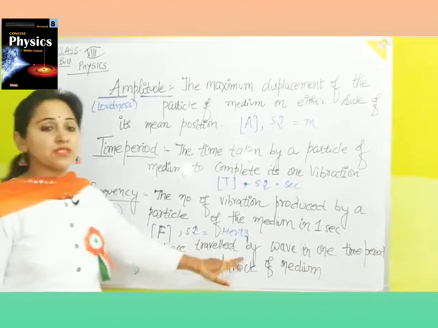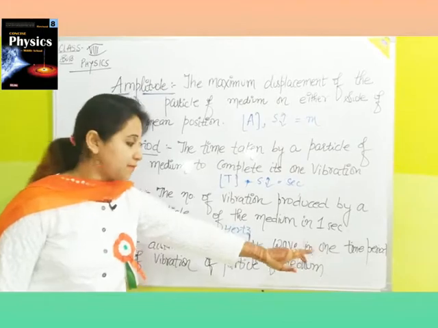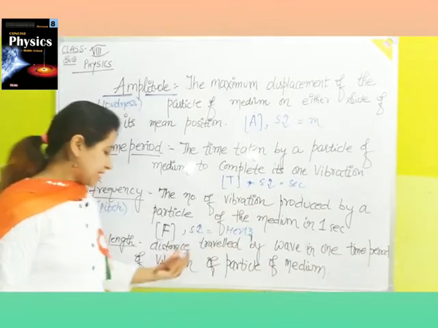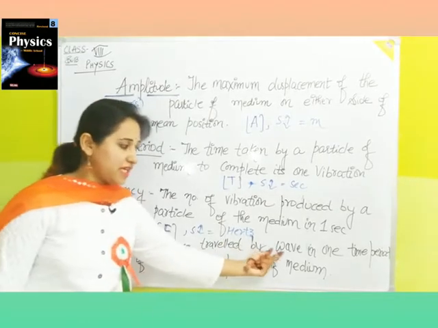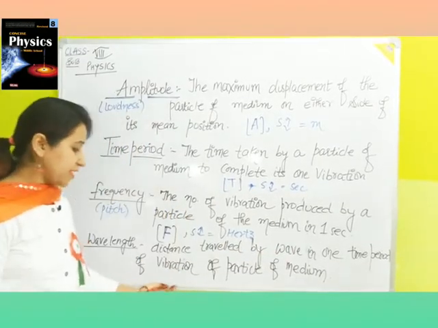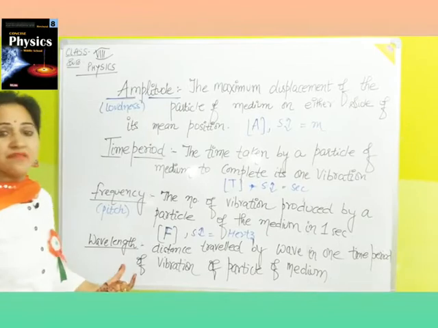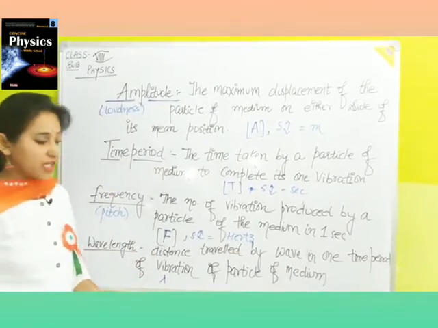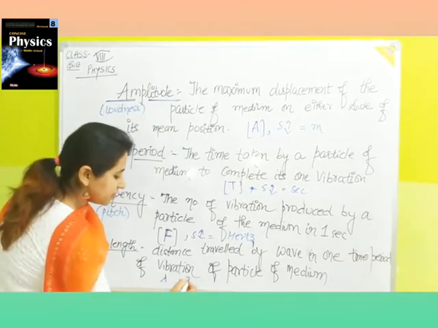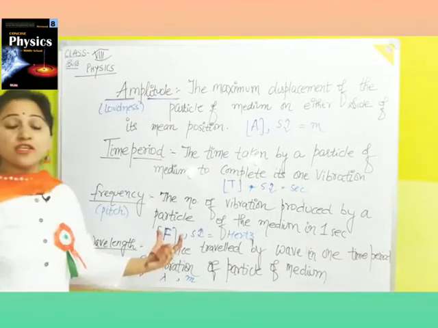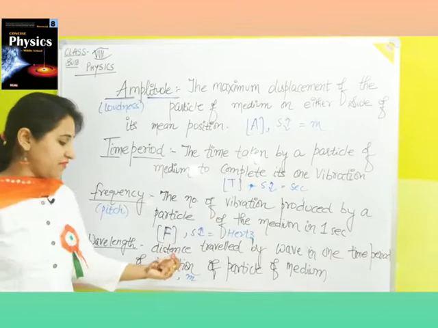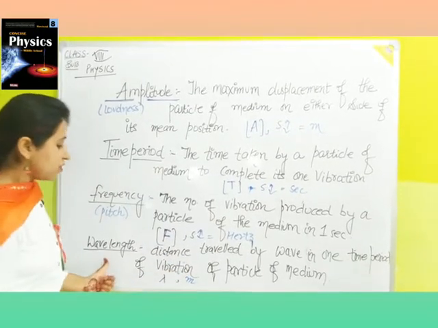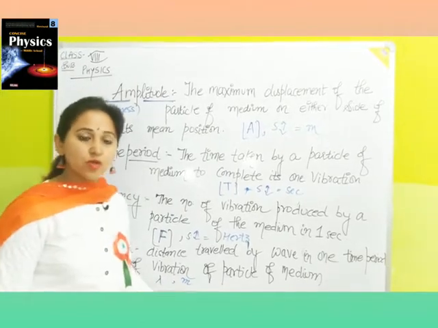Coming up next is wavelength. The distance traveled by a wave in one time period of vibration of a particle of medium. मतलब जो distance cover करती है wave one time period में, उसे हम कहते हैं wavelength, and this wavelength is denoted by lambda. Okay, and its SI unit is meter. क्योंकि distance traveled by wave बोला है और SI unit of distance is meter. Therefore, the unit of wavelength is also meter.